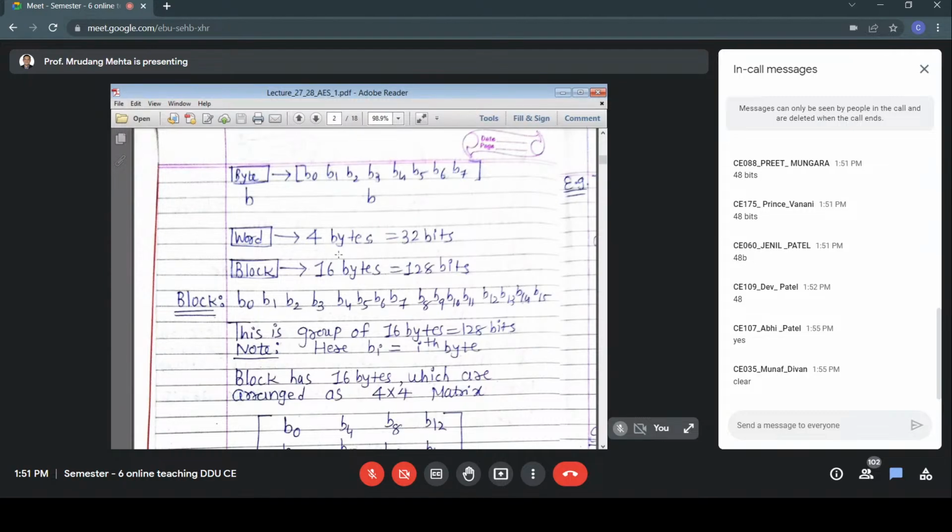Right. So this block of 128 bits can be represented in byte form in one row as B0, B1, B2 up to B15. So B0 to B15 is 16 bytes, each byte 8 bits, 16 into 8, 128 bits. Clear? Please type.